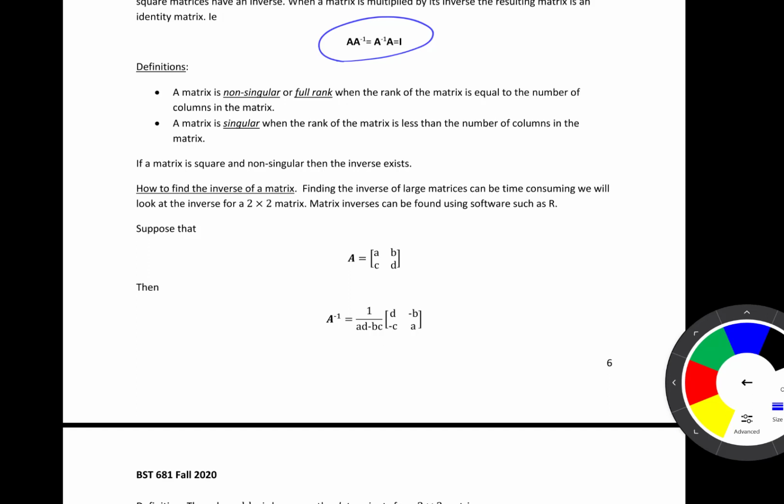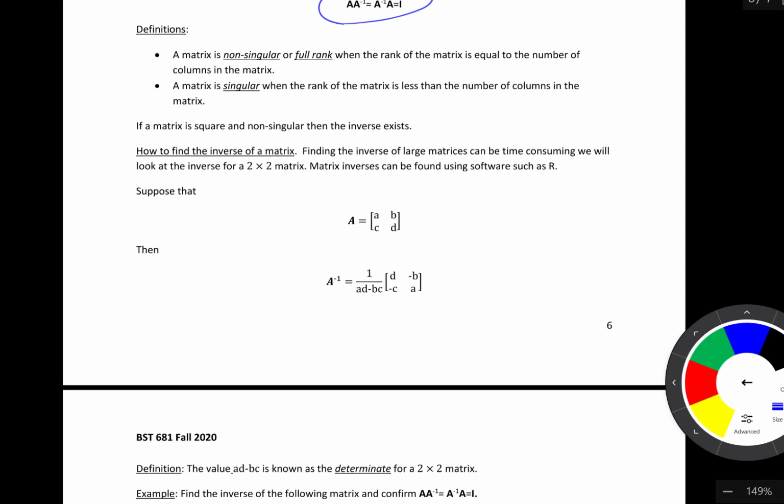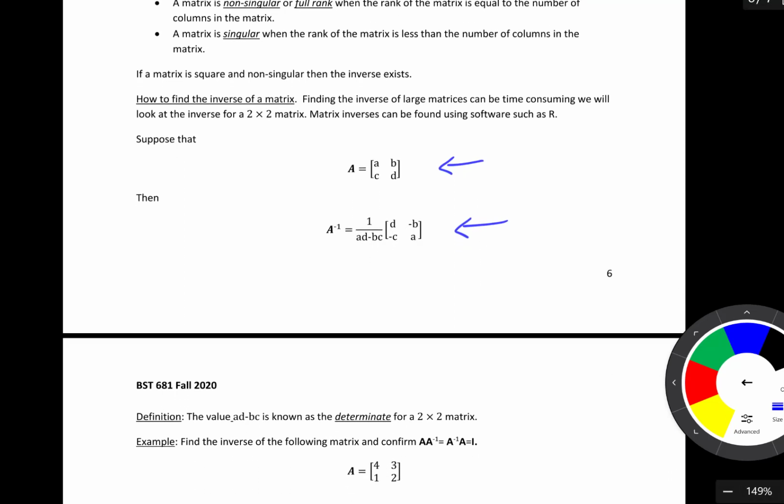So we're just going to look at how to find the inverse of a 2 by 2 matrix. Finding inverses for larger matrices can be more difficult, and we can use software to help us with that. So here's how to find the inverse of a 2 by 2 matrix. If we define our 2 by 2 matrix as follows, here is your formula for the inverse. Now this piece right here has a special name that is called the determinant for a 2 by 2 matrix.